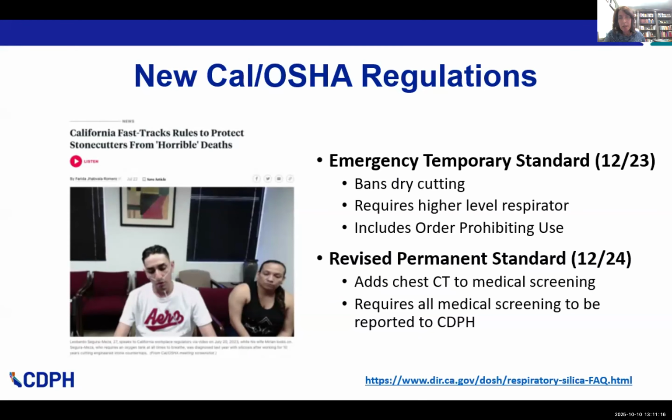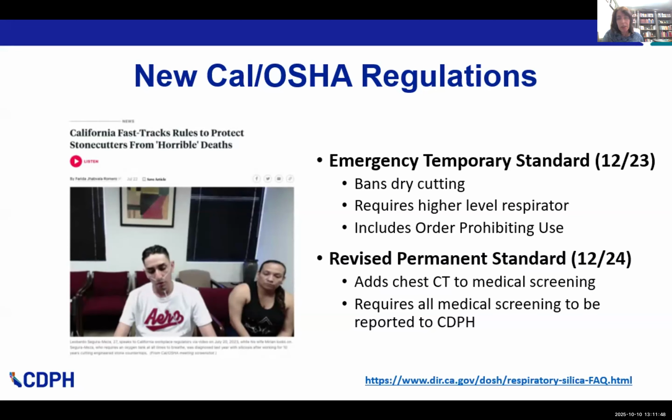And just this past year, at the end of 2024, those emergency measures were incorporated into the permanent standard, and they also added a few new features. Chest CT is now required for medical screening every 3 years for workers who use this material. And to my knowledge, that's the first occupational health regulation requiring CT in the US.